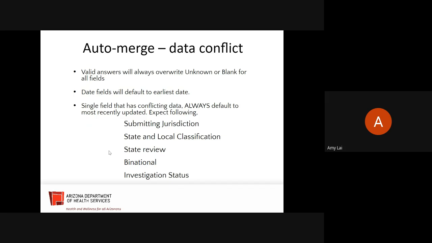For example, one case has a state classification of confirmed and the other has suspect. The suspect one was the later reported one. When auto merge happened, the state classification would take the suspect classification and not the confirmed. No, actually, I lied. Classification is a bad example. We actually have a hierarchy for classification. Confirmed will always trump probable, which will always trump suspect, and then unknown and blank.